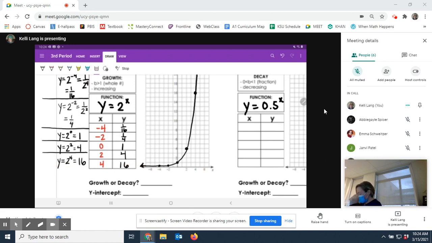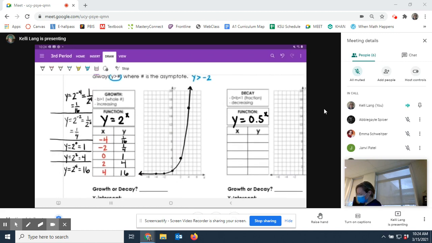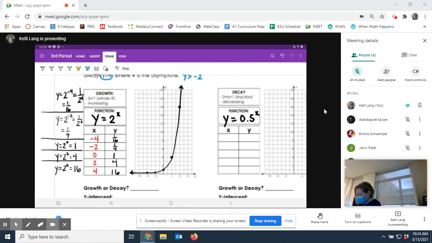So we can see that as this line is flattening out, it will get closer and closer and closer to that axis, but it's never actually going to touch it and it's never actually going to cross it. So pay attention to little things like that when you're drawing your graph. Okay, so let's answer some of the questions about this graph.